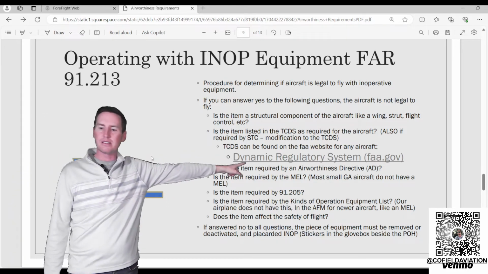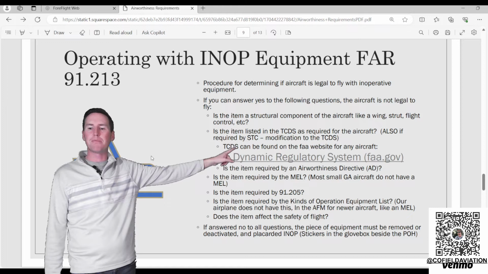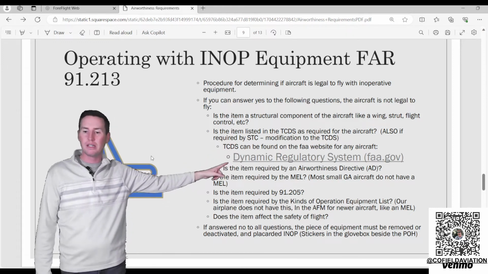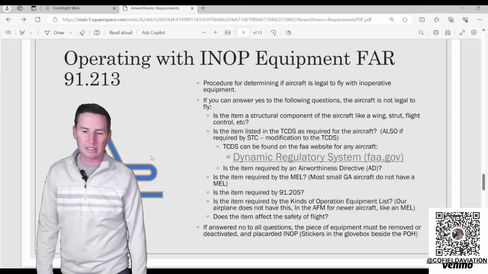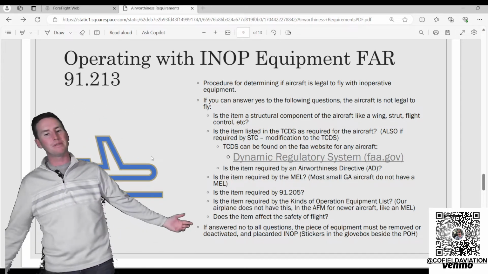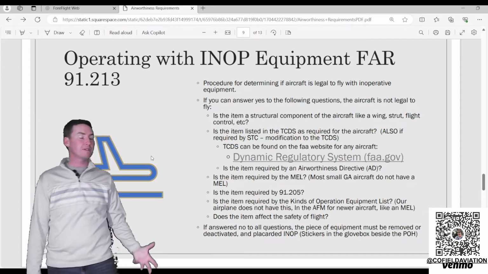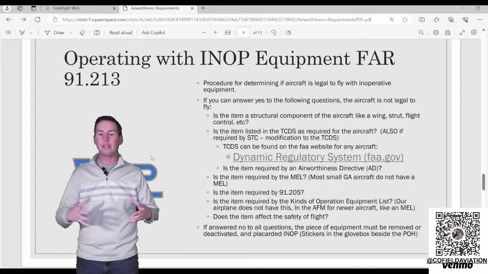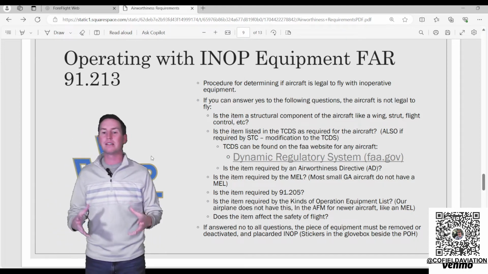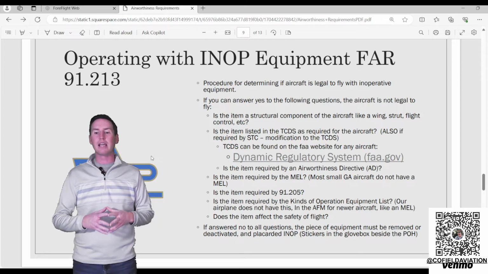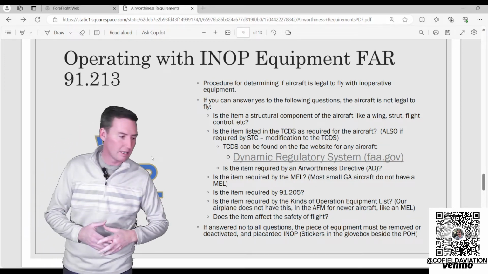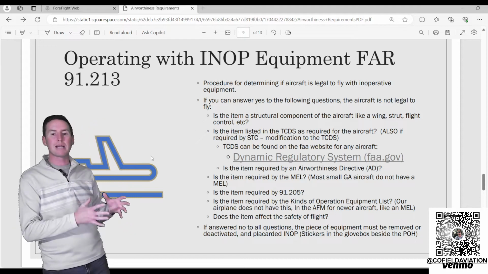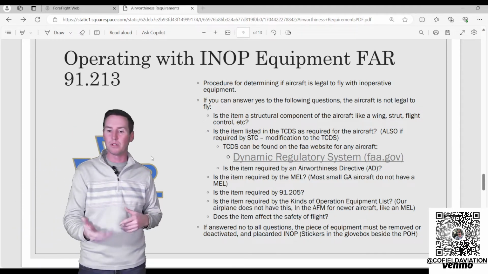So what is an STC? STC is a supplemental type certificate. So it's basically a modification to the type certificate data sheet. And what is a type certificate data sheet? When the manufacturer makes an airplane, once it gets its airworthiness certificate, the FAA will issue a type certificate data sheet. We'll look at it in just a second.